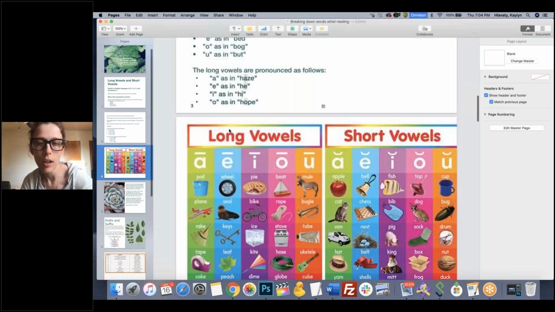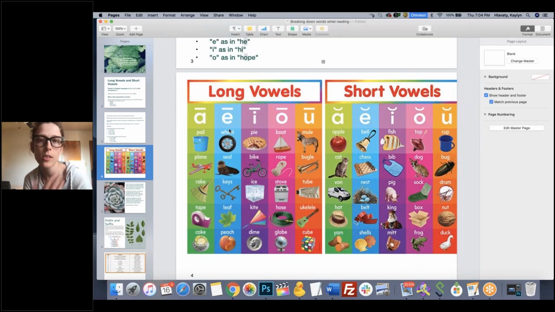I have a little chart here. I'm a visual person, so if you are too, this could help you. We're going to go over these section by section. I'm going to start with the long A sound. It's going to be pale. Do you see how I said earlier that when there are two vowels together, like A and I, it's going to be a long vowel sound? So we're going to have pale, plain, rake, tape, and cake.